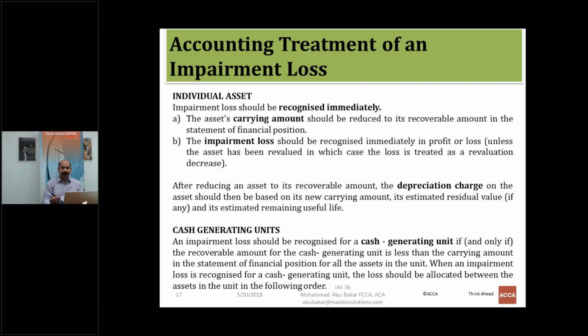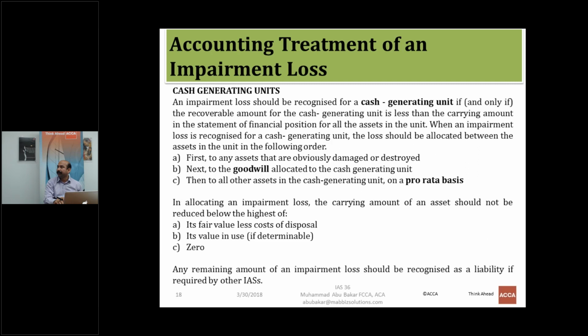An impairment loss should be recognized for a cash generating unit if and only if the recoverable amount for the cash generating unit is less than the carrying amount in the statement of financial position for all the assets in the unit. When an impairment loss is recognized for a cash generating unit, the loss should be allocated between the assets in the unit in the following order.